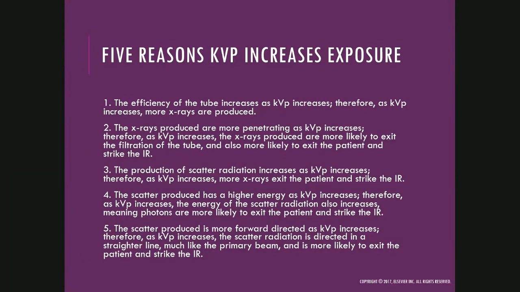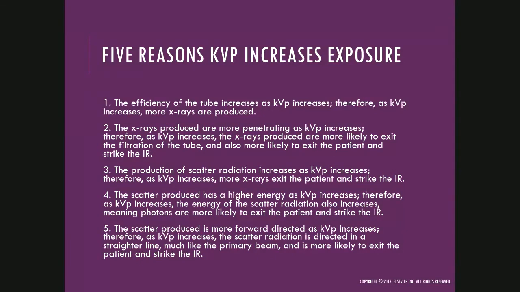That's one part of it. There are 5 main reasons why your KVP changes your exposure. There's that. There is the efficiency of X-ray production. As you increase your KVP, those electrons are more likely to become X-rays and less likely to become heat. Number one. Number two, the X-rays that are produced have a higher average energy, right? So they're going to be more penetrating. So as you increase your KVP, more X-rays are going to not only exit the tube because it was more efficient, but they're also more likely to exit the patient.